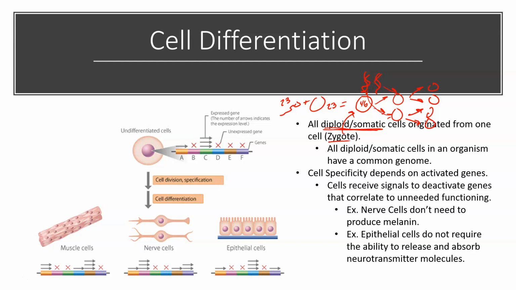But for now, know that the diploid cell, the original zygote, gave rise to every cell in your body, and therefore all the DNA within every cell in your body is the same. So there's a common genome. How do we then differentiate if every cell has the same set of instructions? How do you actually specify which genes are turned on and which genes are turned off? And so it's all about cell signaling.